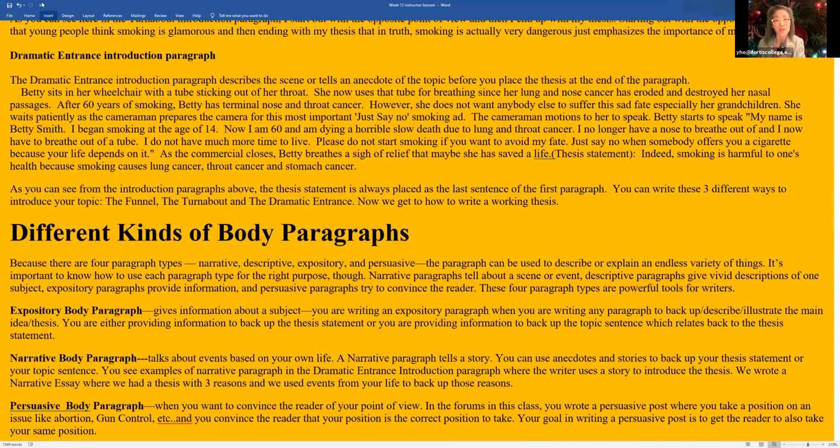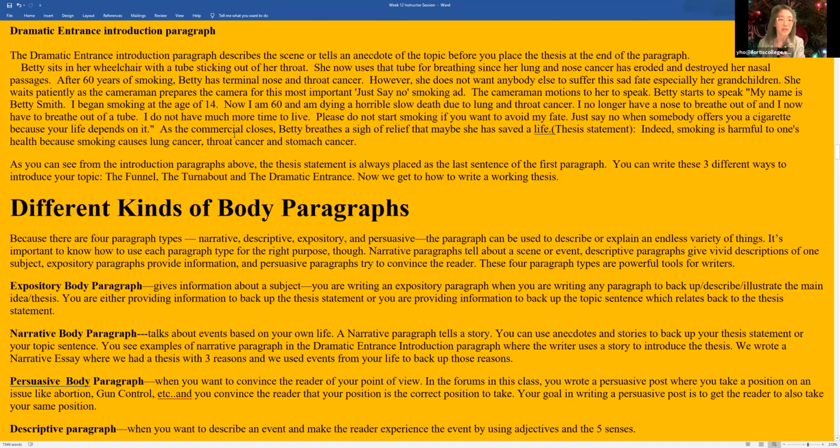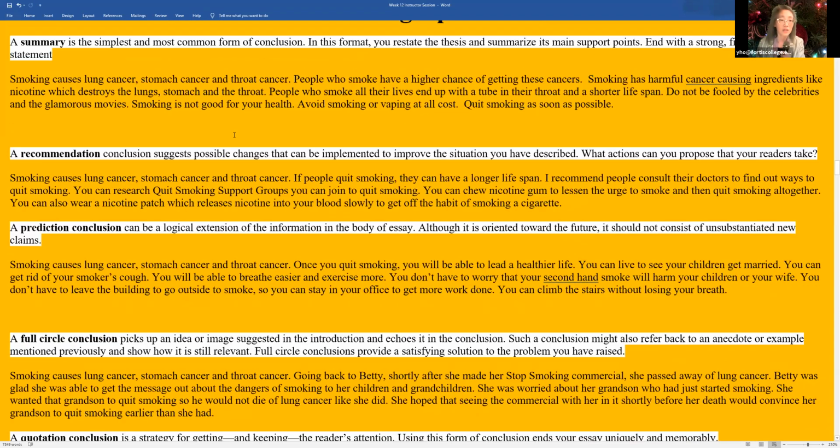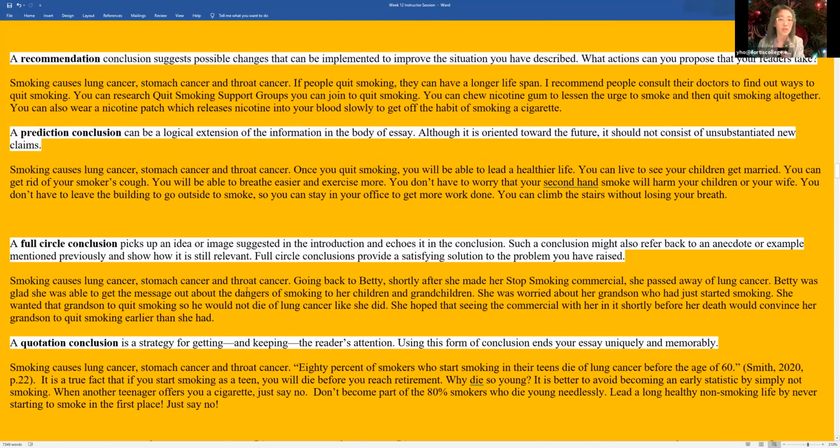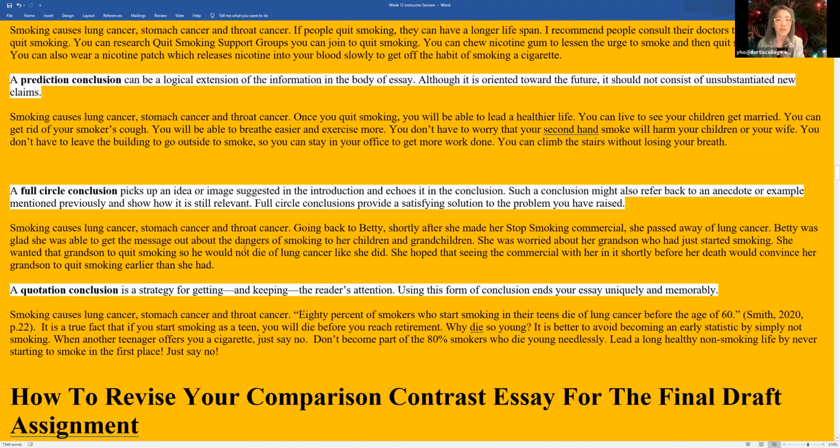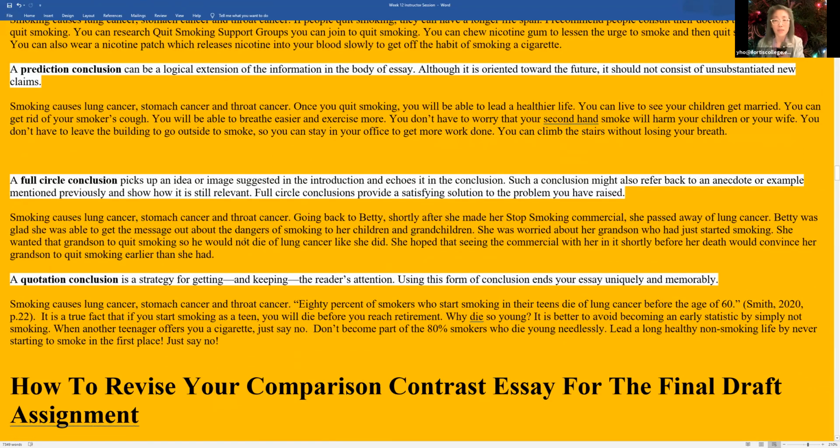introduction paragraphs, I talked about Betty. Like she sits in a wheelchair, she does a commercial, and she's breathing through a tube as she does the commercial, and then she tells her grandchildren not to end up like her, not to smoke. So that would be the beginning of that anecdote, and then in your conclusion paragraph, you can mention Betty again. So going back to Betty, shortly after she made her stop smoking commercial, she passed away of lung cancer.